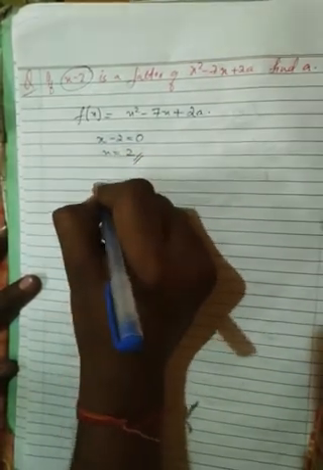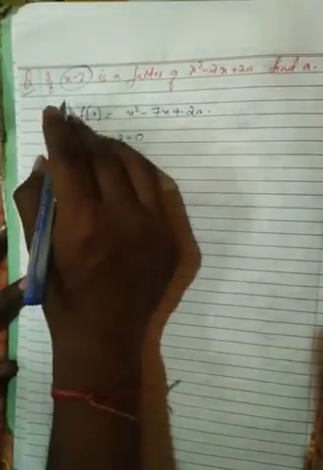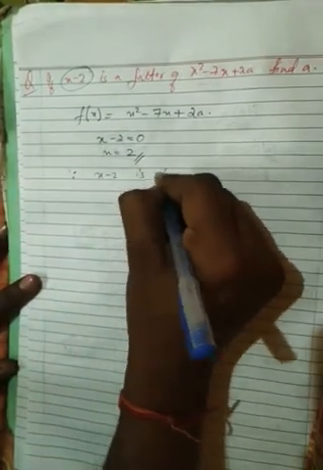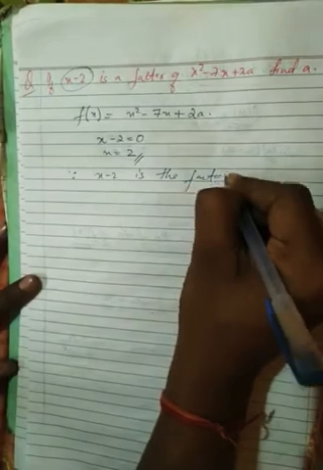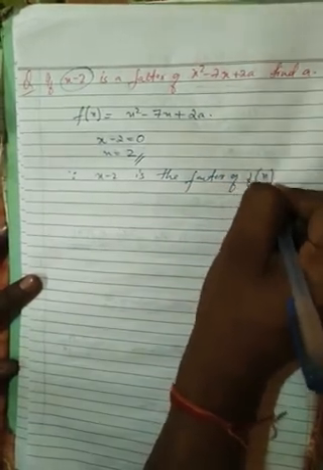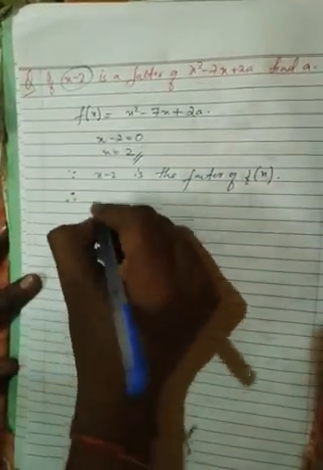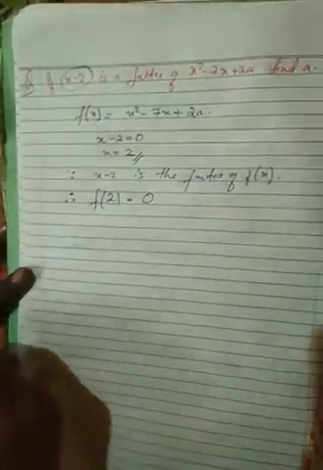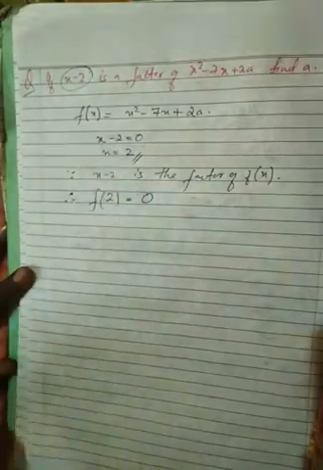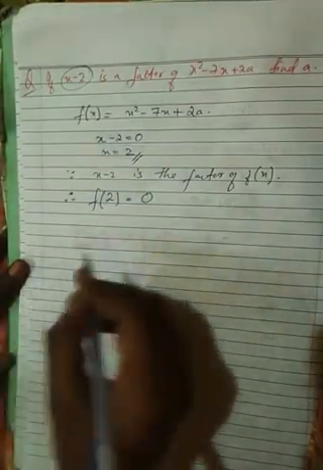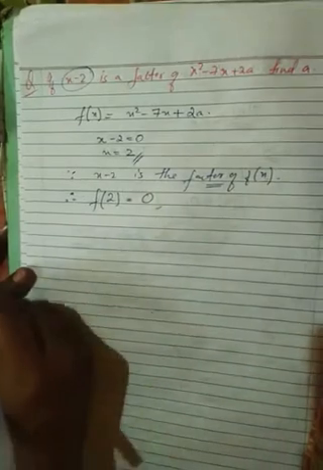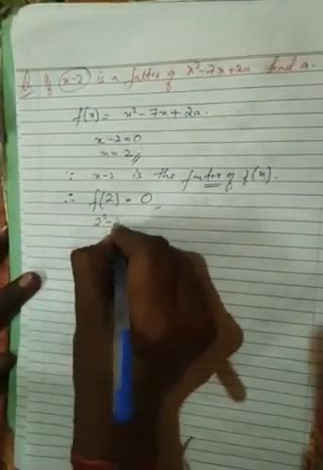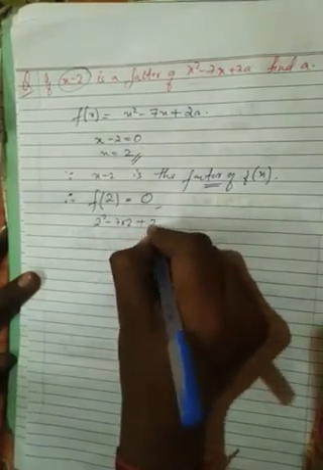Now, since x minus 2 is a factor of f of x, therefore we can say that f of 2 will be equal to 0. If I substitute the value 2 for x in the function, it should give 0, since it is a factor. Clear? So f of 2 is: substitute 2 squared minus 7 into 2 plus 2a equals 0.